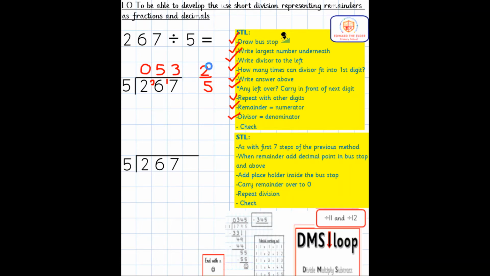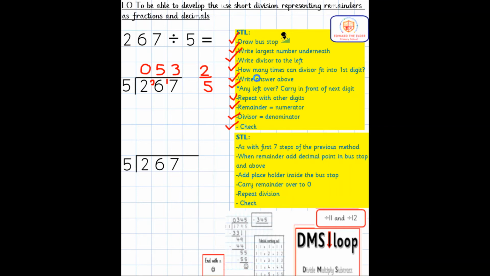My remainder becomes my numerator, my divisor becomes my denominator. So the answer to 267 divided by 5 is equal to 53 and 2/5 when recording the remainder as a fraction. Now we're going to look at recording the remainder as a decimal.